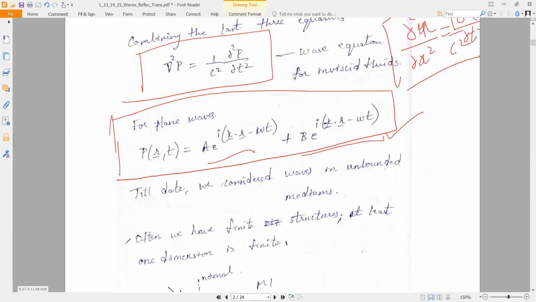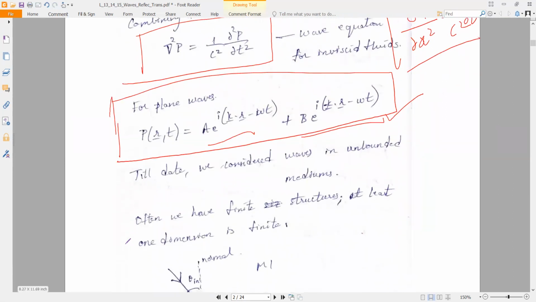And as you know, the topic of today's lecture is reflection and transmission characteristics. Reflection and transmission occur only when there is a boundary. Reflection, transmission, scattering, diffraction, all of these occur when there is a boundary.